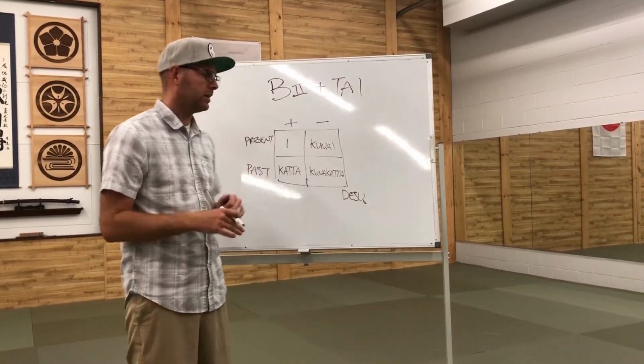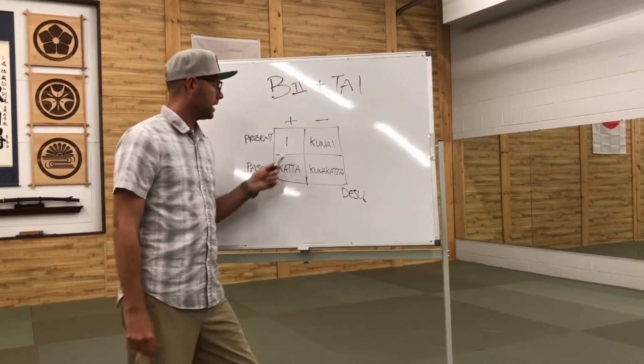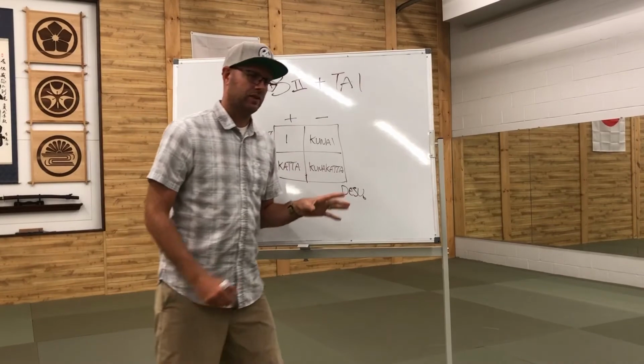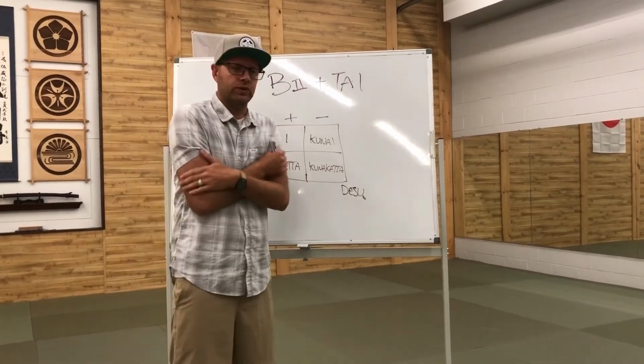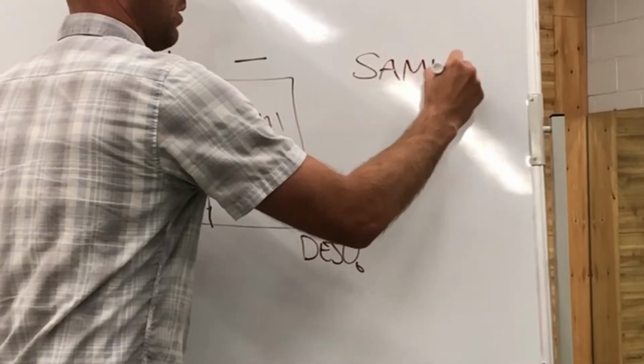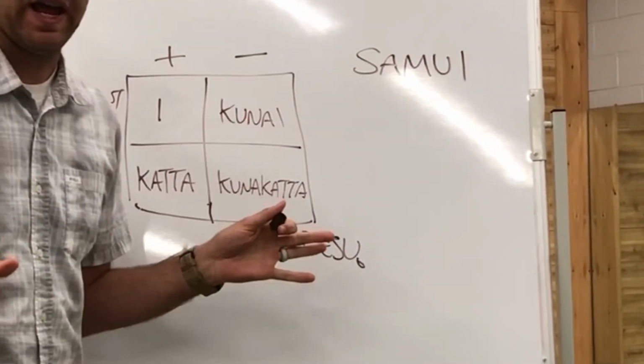All right, again, this is all review, but hopefully you are reviewing. So, i, kunai, kata, kuna, kata. What this is, I take an adjective, so cold, samui. And to get the stem of an adjective, I simply drop the letter i.